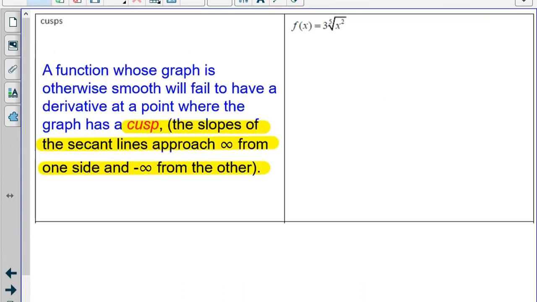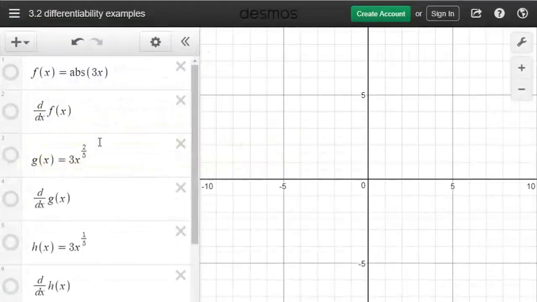A cusp. A cusp is a function whose graph is otherwise smooth, but it will fail to have a derivative at the point where the graph has secant lines approaching infinity from one side and negative infinity from the other. So this kind of looks like a corner, and it basically has the same properties as a corner when you look at the graph. So it's continuous the entire time.